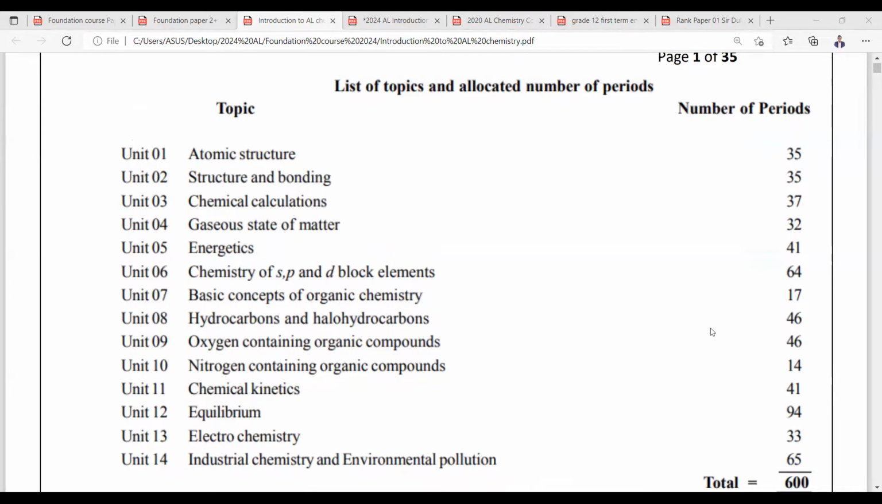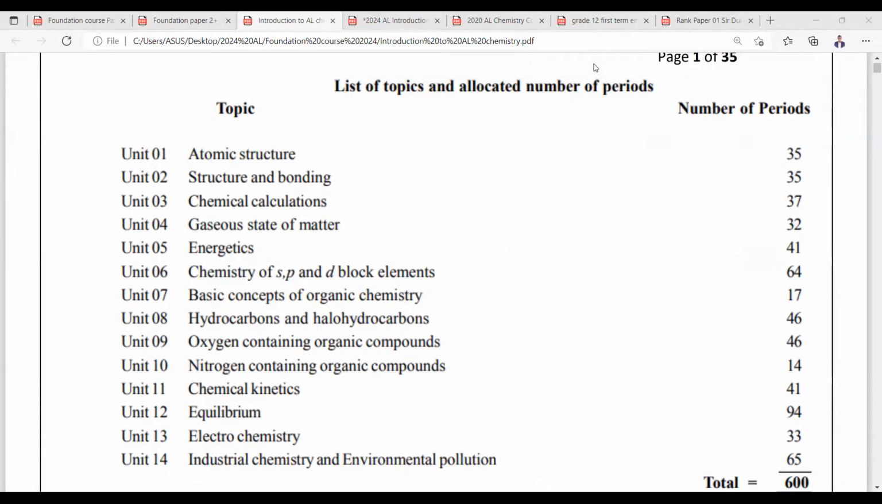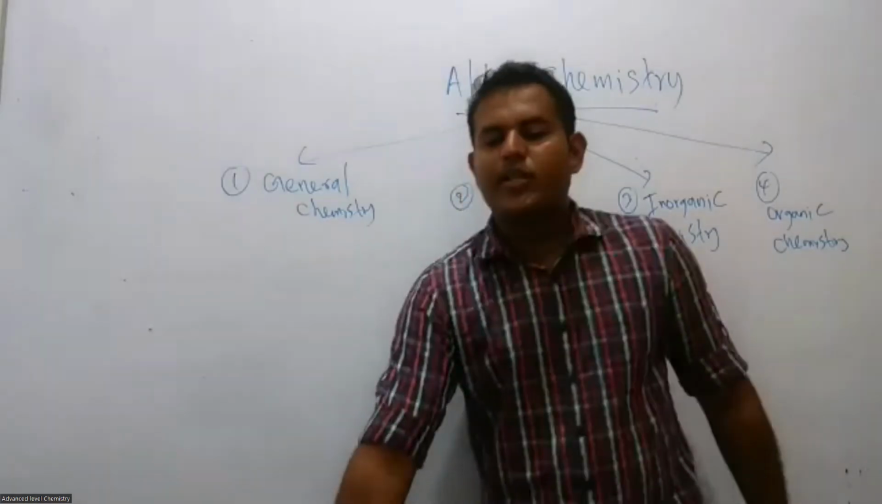The second one is structure and bonding, right? You can also see the number of periods on the right-hand side. Atomic structure is the first unit, structure and bonding is the second unit, and here the number of periods. Okay, so what do you think?